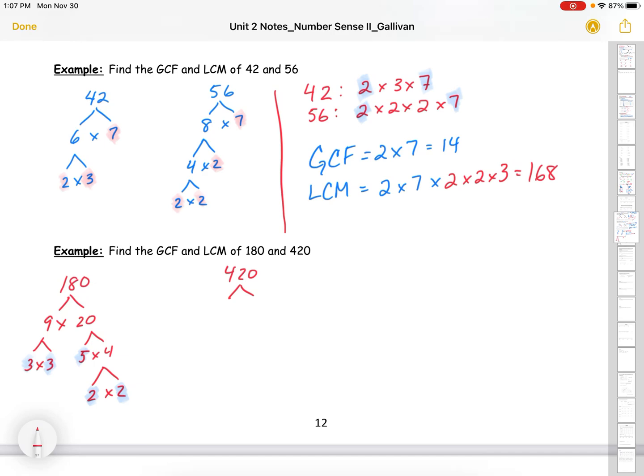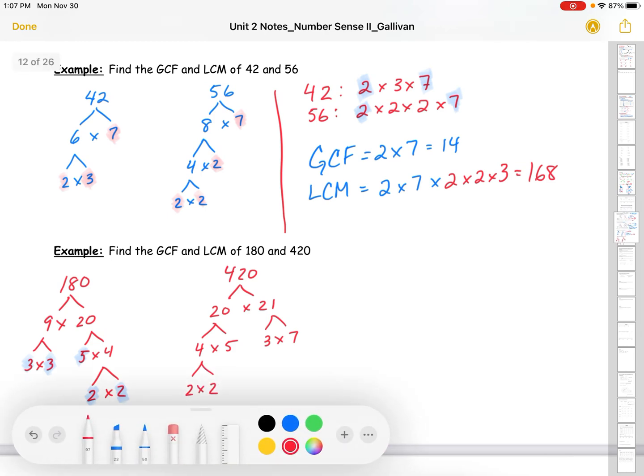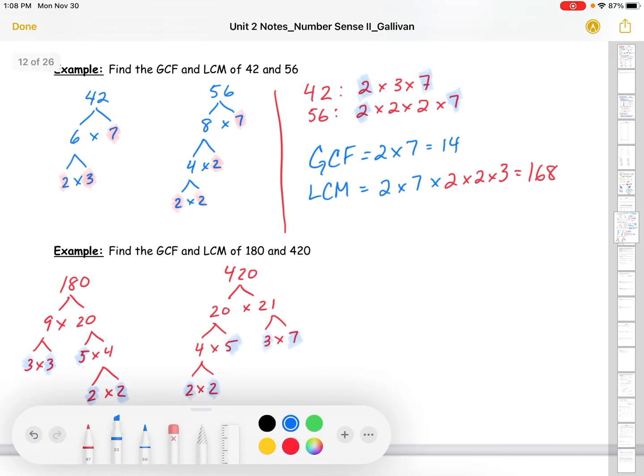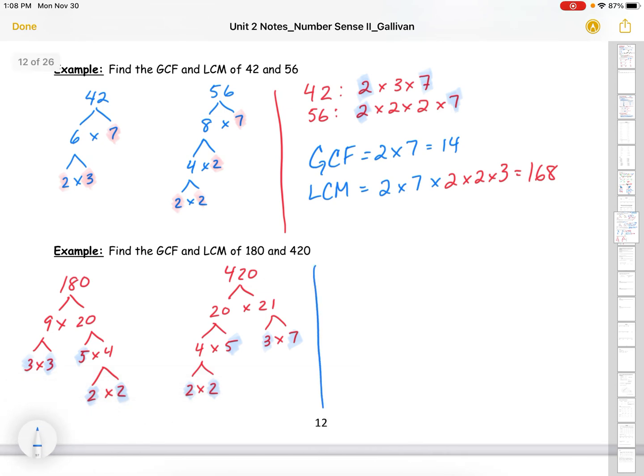Now let's do the other one, 420. 420 would be, I think it's 20 times 21. I mean, you can use any two, but I think those work, and they do. 20 is 4 times 5, and 21 is 3 times 7. 4 can go down again, 2 times 2. Okay, let's highlight our prime numbers, make sure we're there. 2 times 2 times 5 times 3 times 7. Now, let's list those out.